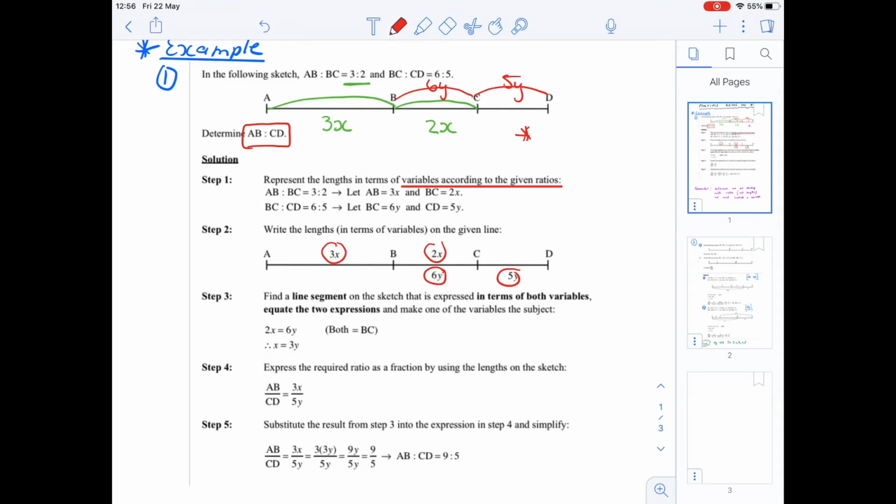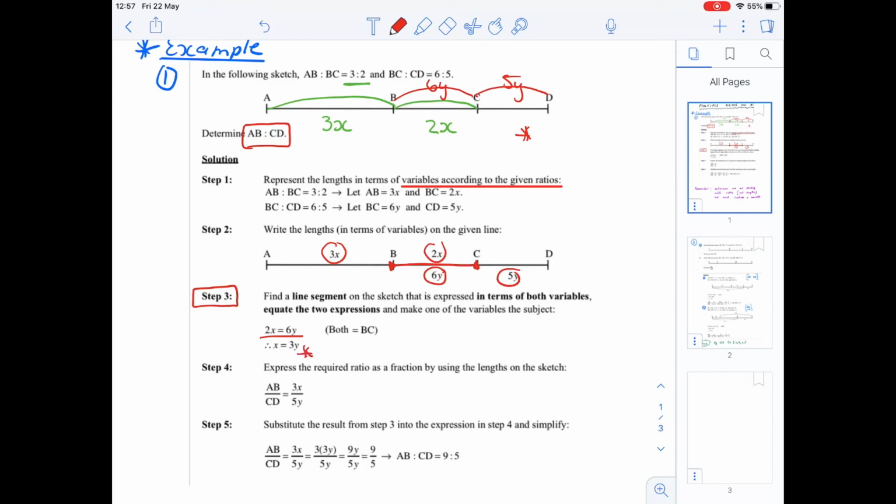Now, step three is the first one where we start applying some of our knowledge here. So the problem is that BC is represented in terms of an X and a Y. So we find a line segment on the sketch that is expressed in terms of both variables. So here, BC is expressed in terms of 2x and 6y, and it's referring to the same segment, BC. So now, because it's referring to the same segment, we can just equate the two expressions, 2x is equal to 6y, and therefore x is equal to 3y.